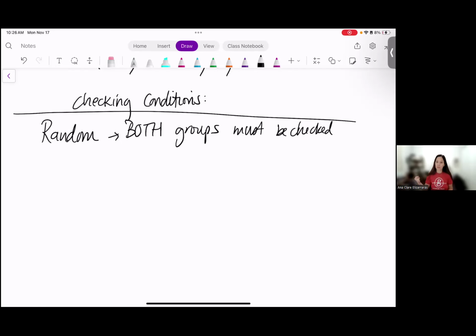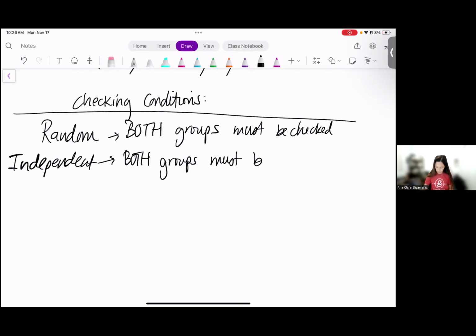Independent, both groups must be checked. And remember, we randomize, or we make sure that they're random in order to eliminate bias and to create groups that are similar to the population so that we can generalize to the population. So typically for random, this is typically stated in the problem.